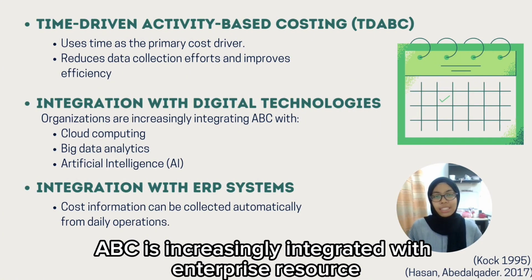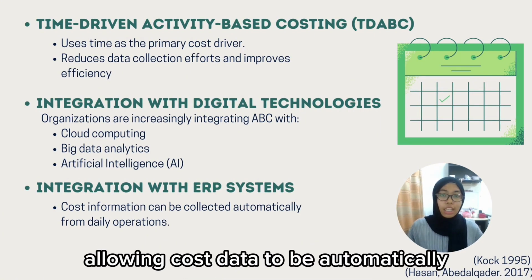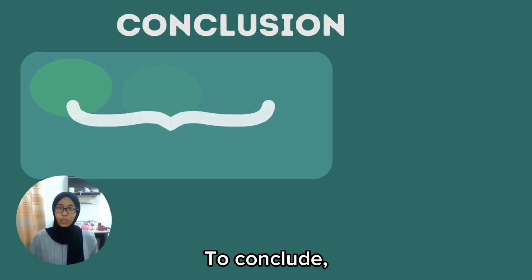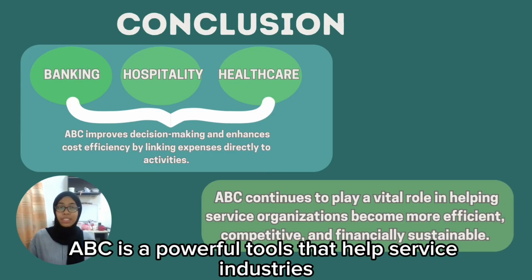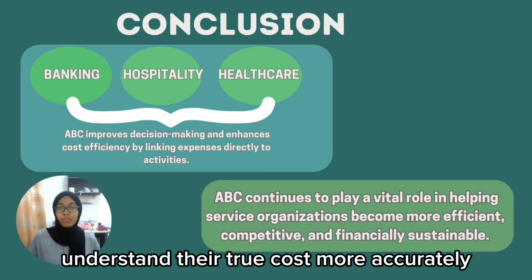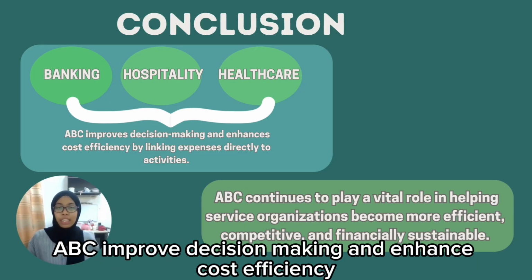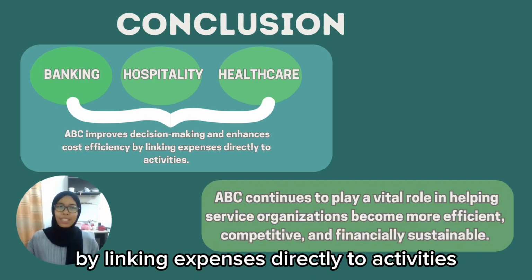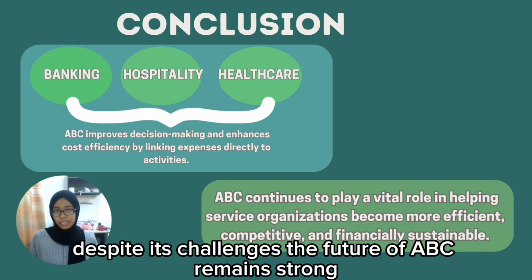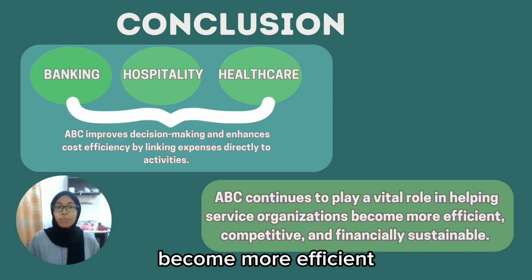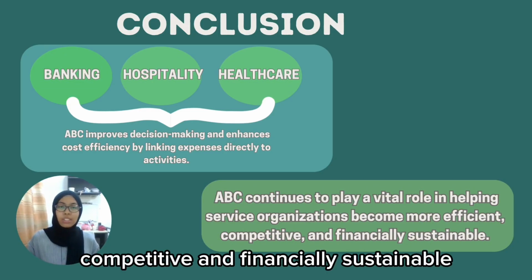In addition, ABC is increasingly integrated with Enterprise Resource Planning, or ERP systems, allowing cost data to be automatically captured from daily business activities. To conclude, ABC is a powerful tool that helps service industries understand their true costs more accurately. Whether in banking, hospitality, or healthcare, ABC improves decision making and enhances cost efficiency by linking expenses directly to activities. Despite its challenges, the future of ABC remains strong and continues to play a vital role in helping service organizations become more efficient, competitive, and financially sustainable.